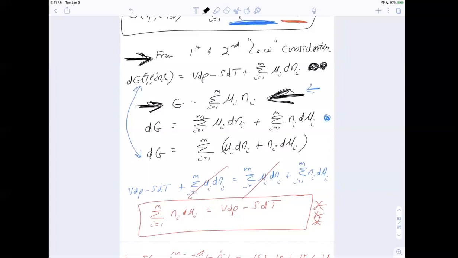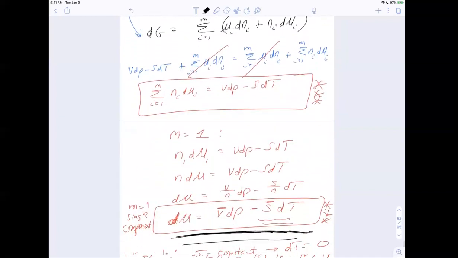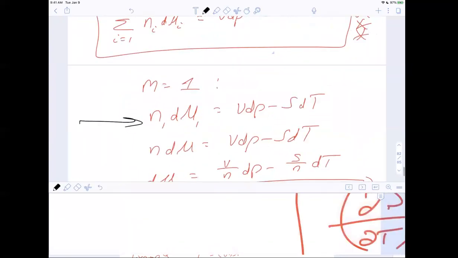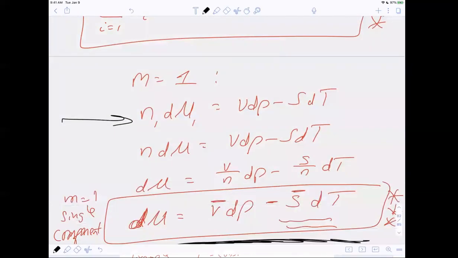So the chemical potential of a species i times the number of moles of that species present in the system. So when we use this to take the total differential of G, we get a different expression. We can equate the two expressions, and we come up with this expression in the box. And for a single component, where m is equal to 1, this reduces to this, and then we can pose this in molar properties just by dividing through by the number of moles n of the species we have.